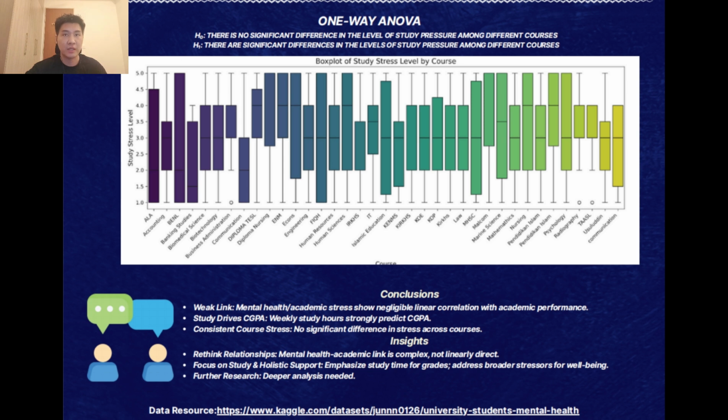The last part is insights. The first one is rethink relationships. The mental health academic link is complex, not linearly direct. The second one is focus on study and holistic support. Emphasize study time for grades, and address broader stressors for well-being. The last one is further research. Deeper analysis is needed. That's all for our presentation.